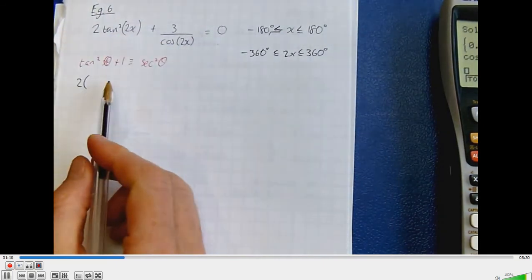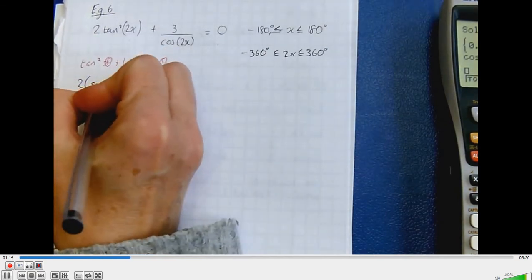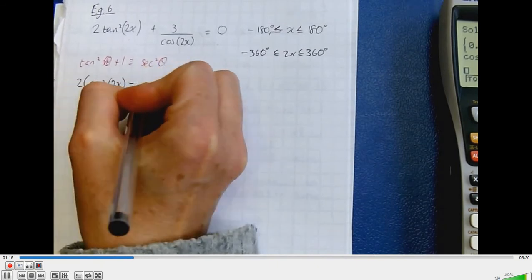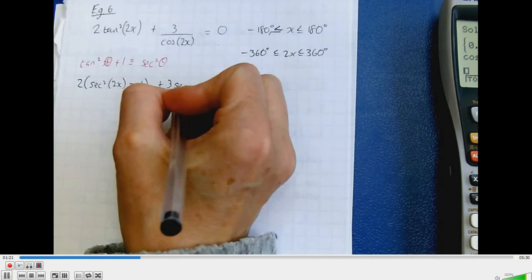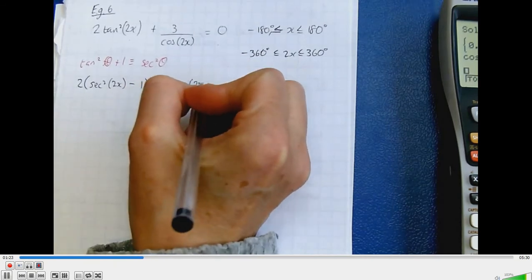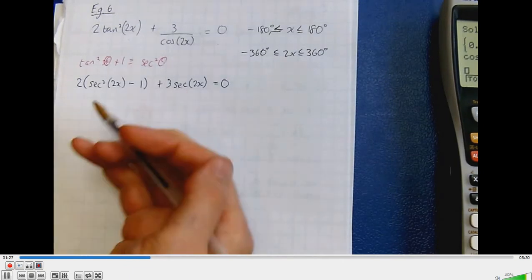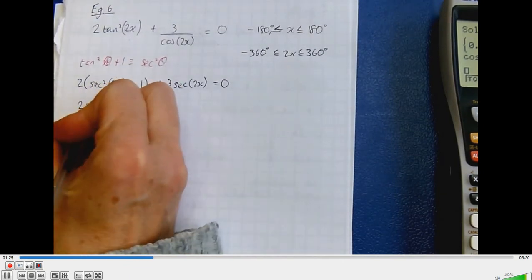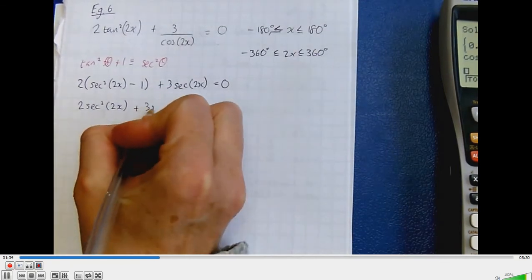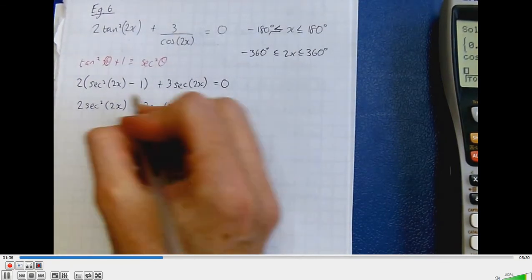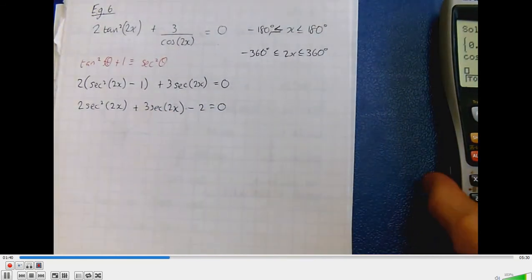Using brackets to make sure we don't make a mistake with the 2, we're going to need 2 sec squared 2x minus 1 in the brackets, and then we've got plus 3 over cos of 2x, which is the same as sec of 2x, and that will equal 0. So we have a hidden quadratic. Let's expand it out and tidy it up. And then we can use the calculator to solve the quadratic.